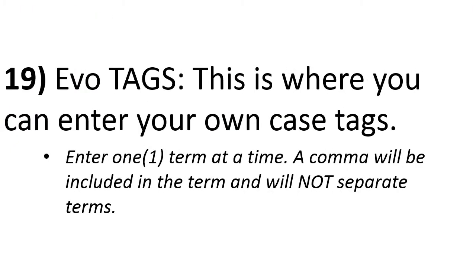Next, select the Evo tags, and this is where you can enter in your own case tags. Make sure that you enter one term at a time. A comma will not separate the terms, so after you enter one term, go ahead and click on Add or press Enter. If you make a mistake, you can click on the red X. At the bottom, you can see some of the most popular recent Evo tags. If you'd like to add those, click on the green X.